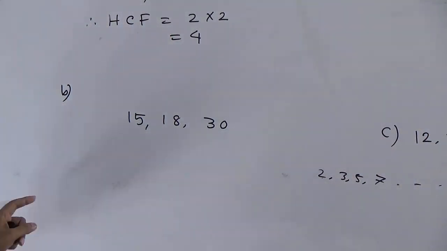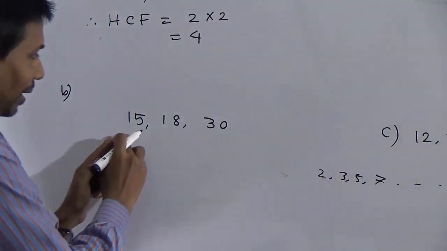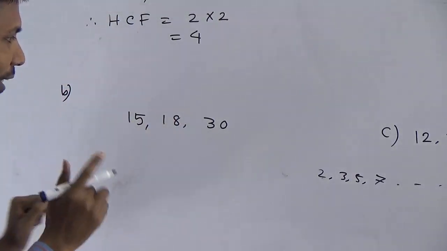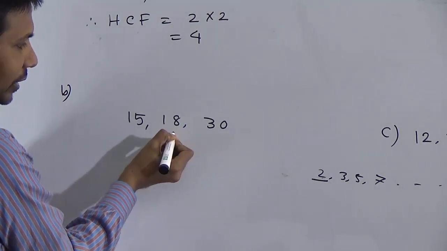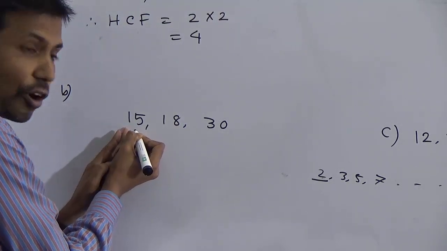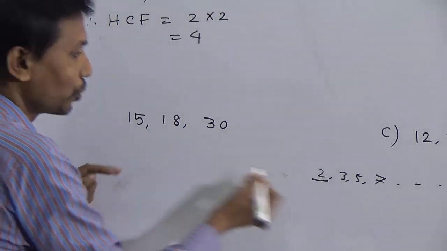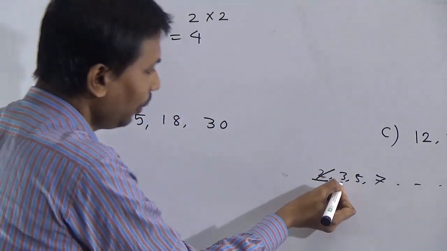Now, you have to select a prime number so that all the numbers are divisible by it. At first, you select 2. But look, this is divisible by 2, this is divisible by 2, but 15 is not divisible by 2. So now you select 3.